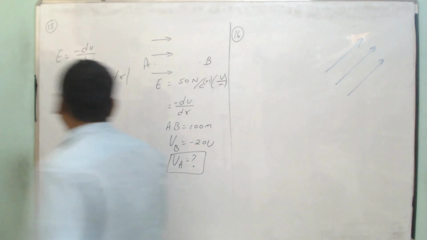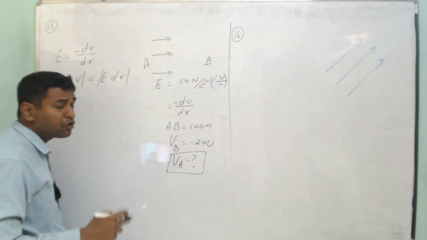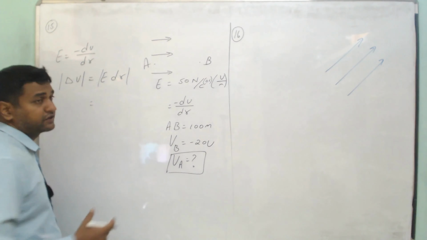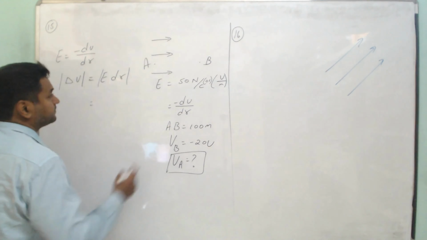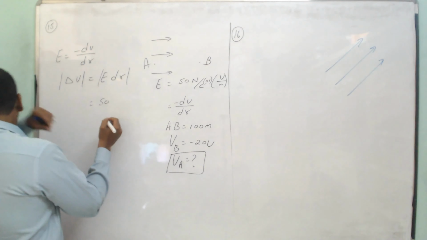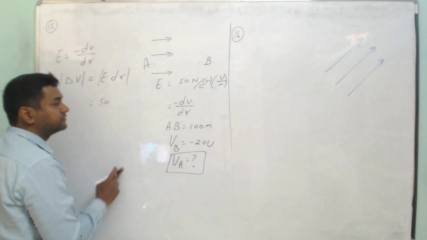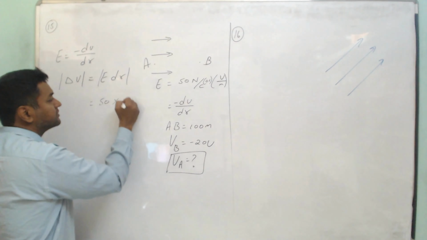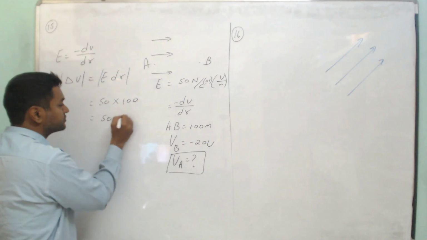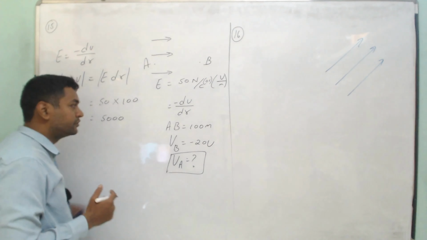So first we have to find the magnitude of the product of electric field into dr, which is nothing but the magnitude of delta V. So electric field is 50 and dr is 100. So this is 5000. You got this much, right? Yes, sir. Now what should we do in the next step?